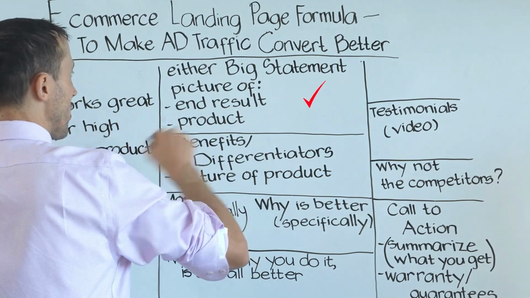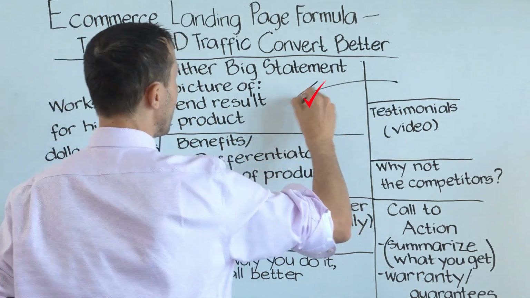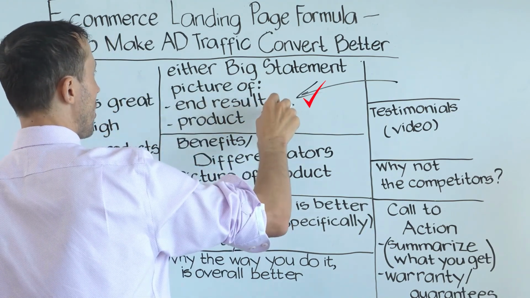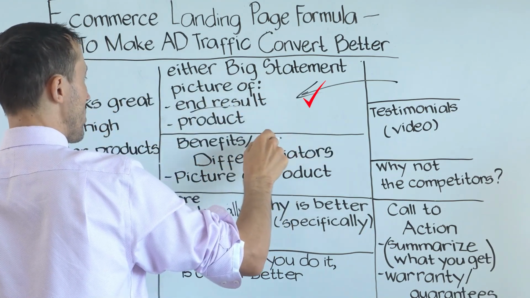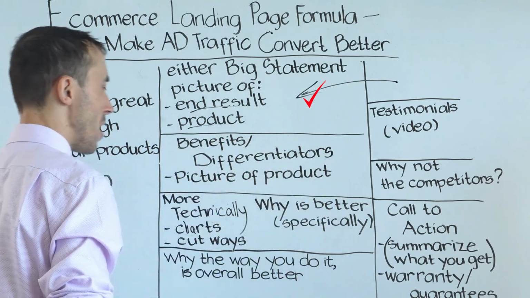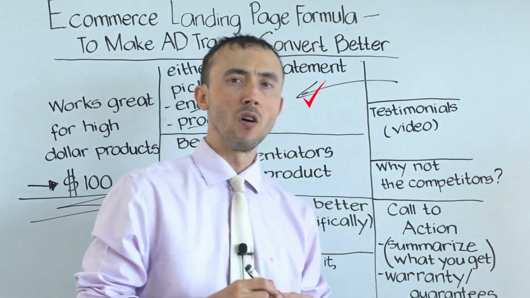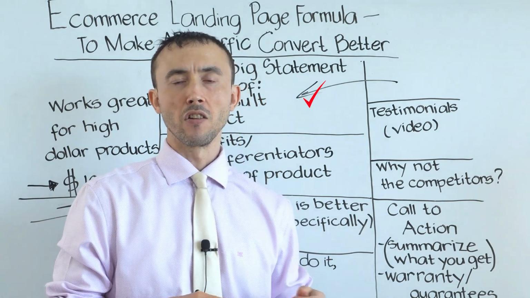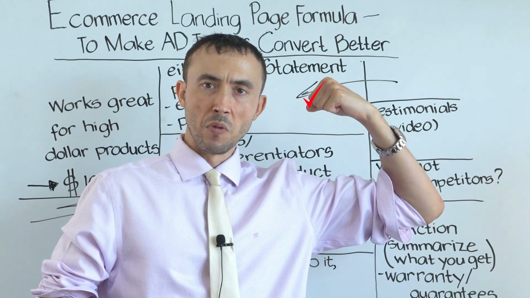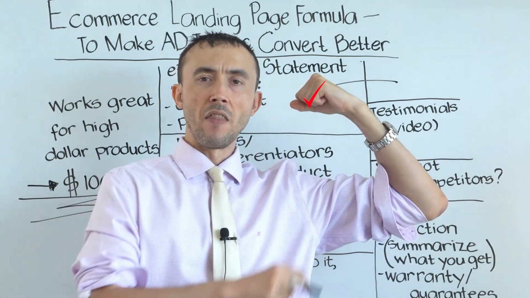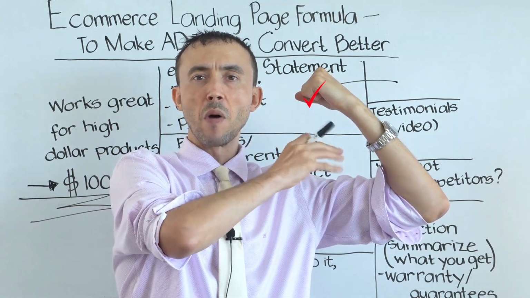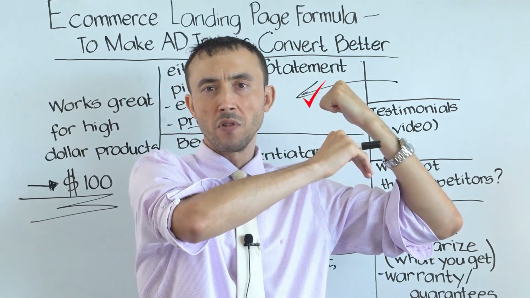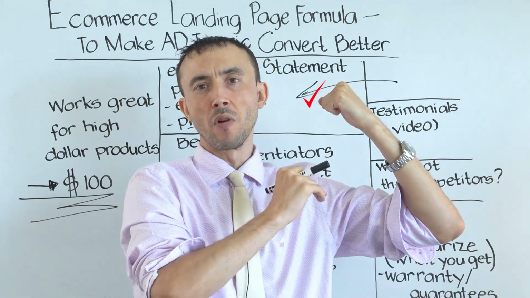Anyway, so for a landing page, what you're going to do at the very top of your landing page, you're going to have a big statement and a picture of the end result of what your product delivers, and probably the product along with it. So if you sell a muscle building pill, let's say, you're going to have somebody with big muscles there, and then a picture of the bottle of pills next to it, and then a big statement. Get 20% bigger biceps in 90 days with our product.